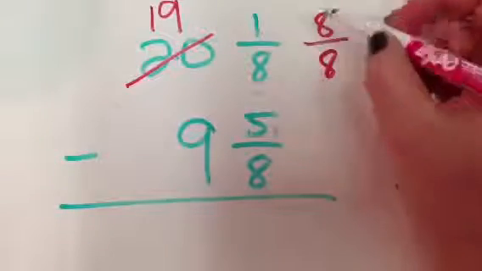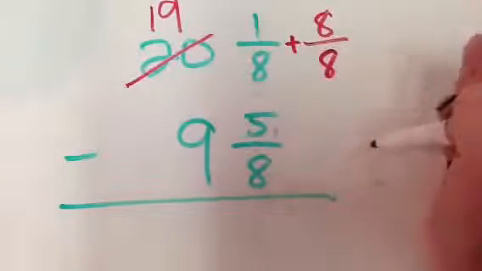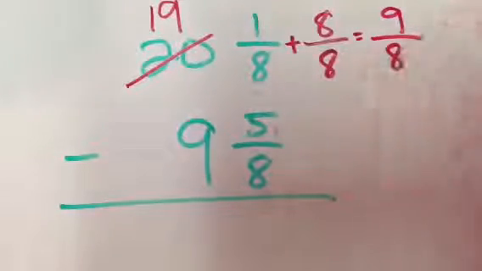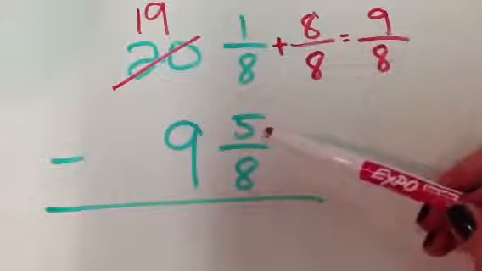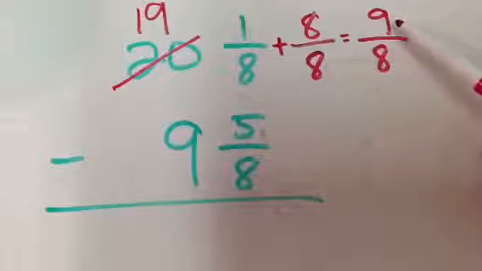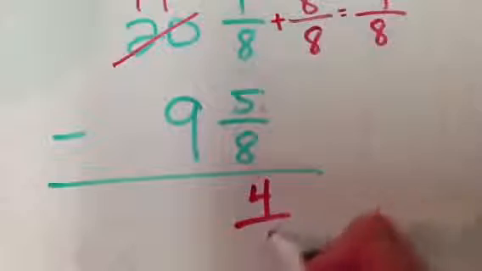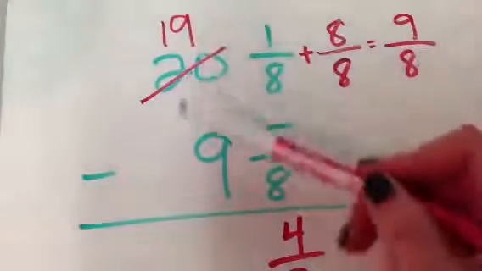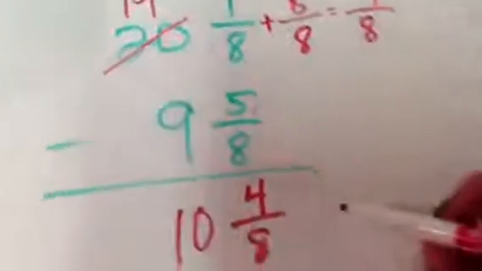Okay, now we're going to add these top numbers together. So 1 plus 8 is 9. My bottom number stays the same, okay? Now, this number is bigger than 5, right? I can totally subtract that now. 9 minus 5 is 4. My bottom number stays the same. And then I'm going to come over here and subtract my whole numbers separately. So 19 minus 9 is 10.